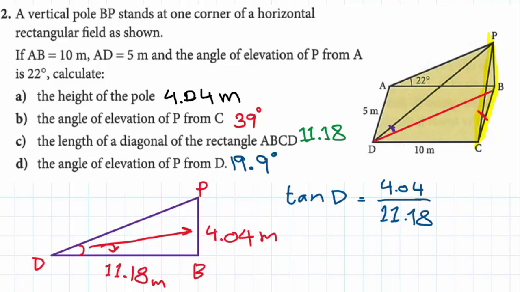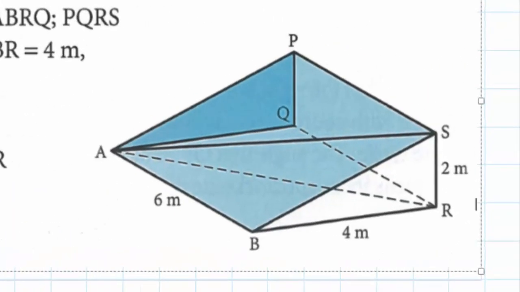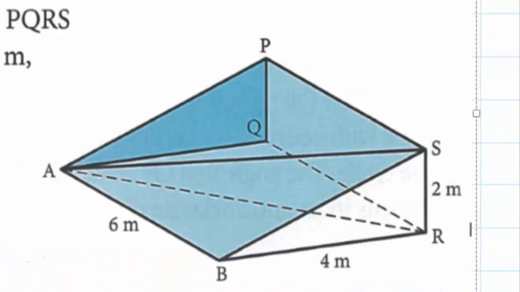Now we did all the parts. Now let's do this question. We have this diagram, A, B, R, Q. They make a rectangle together. AB, as it's a rectangle, must be equal to QR as it's given in the question, and they both measure 6 meters. BR is 4, it means AQ is also 4. RS is 2 meters. This height is 2 meters.